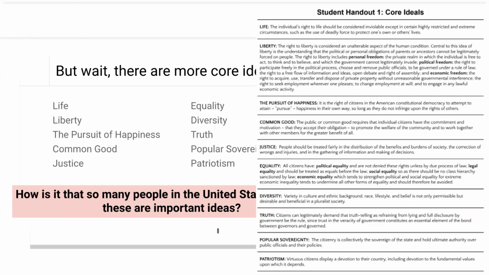Students next, after they've taken a look at these core ideals and reviewed them, focus on these as the philosophical basis and architecture for the US government. And they think about the idea that that is why they are commonly held in the United States. These are the philosophical basis for the architecture of the US government.